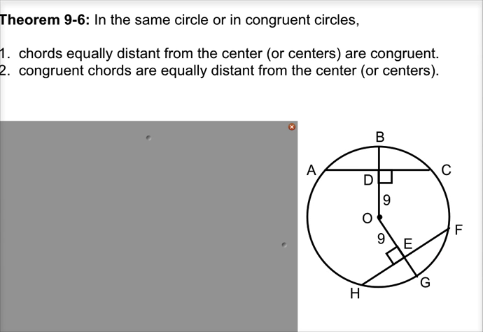Theorem 9.6. In the same circle or in congruent circles, chords equally distant from the center or centers are congruent, and congruent chords are equally distant from the center or centers.